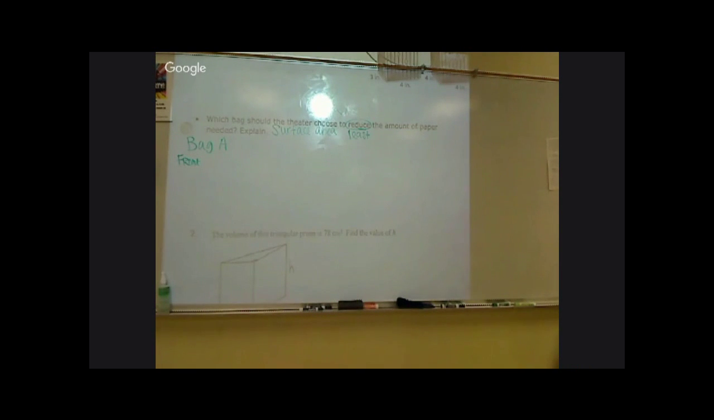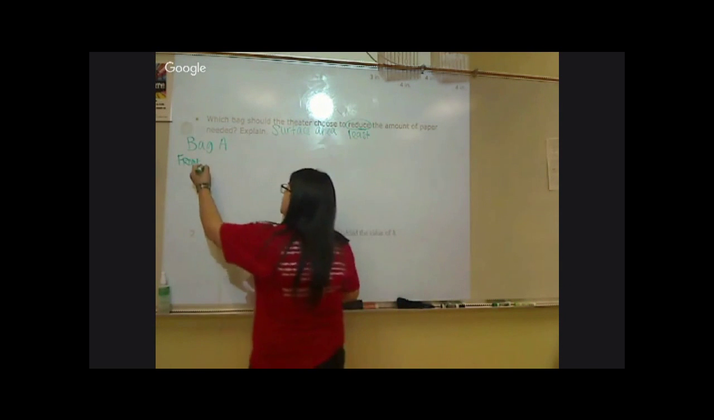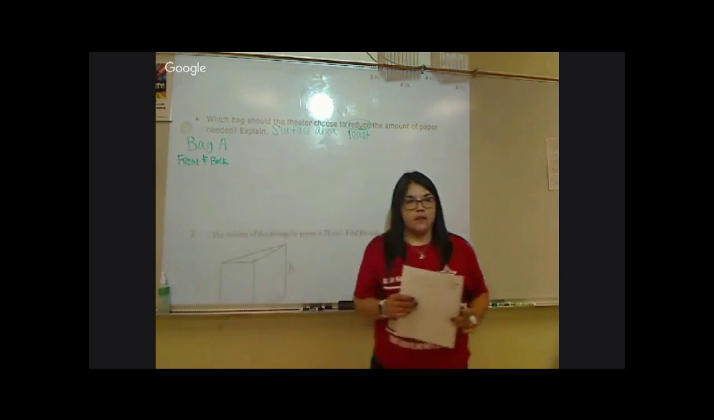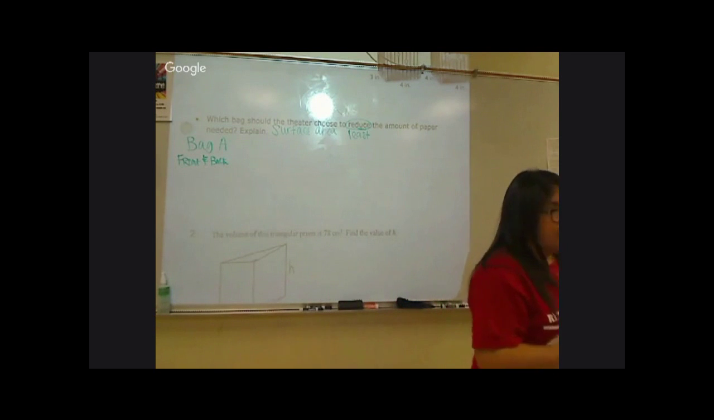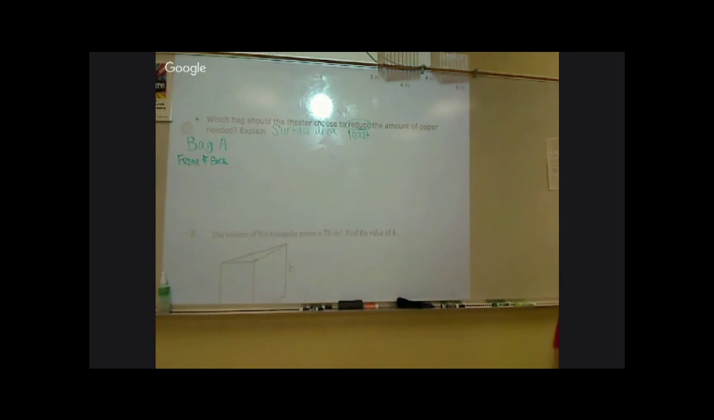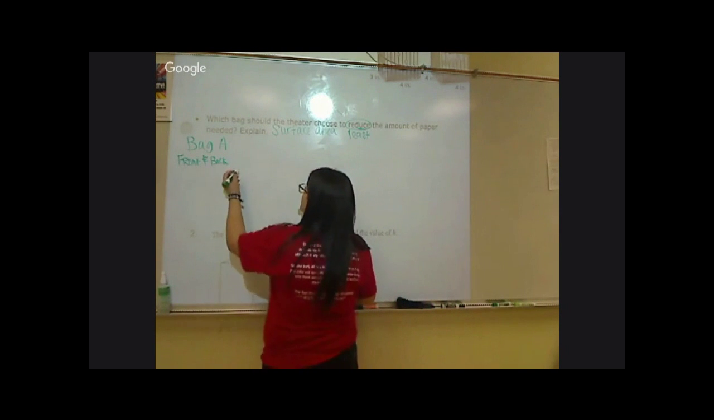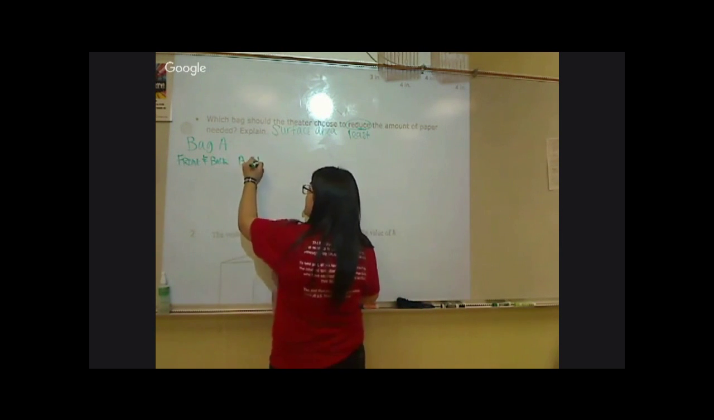But is our front the same as the back? Yes. So really when we do this, we're doing the front and the back part of the bag. What shape are those front and backs? They're rectangles. To do area of a rectangle, we do area equals base times height.